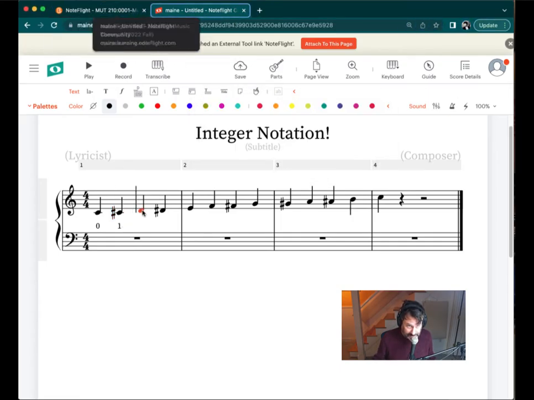Sorry about that. Oh, my cat is on the keyboard. That's what's going on there.